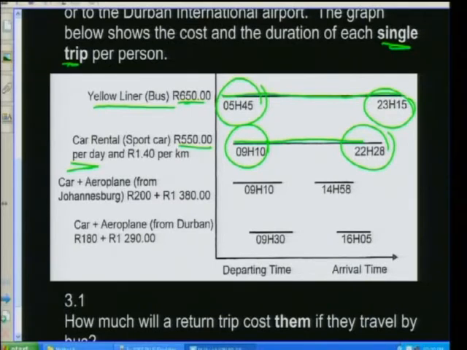We've got our car and our plane from Joburg. The 200 Rand is probably for the car. The 1380 is for the plane. They leave at 9:30. They travel a short time, and then they're going to be resting somewhere, and then they arrive at 14:58. And the same thing occurs with Durban. We leave a little bit later going from Durban, and they arrive a little bit later.